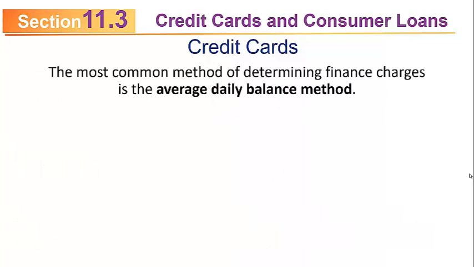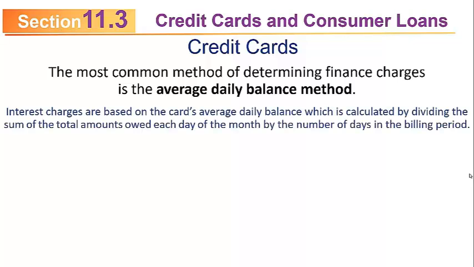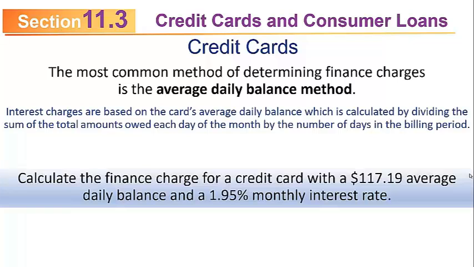The most common method of determining finance charges is the average daily balance method. Interest charges are based on the credit card's average daily balance, which is calculated by dividing the sum of the total amounts owed each day of the month by the number of days in the billing period.